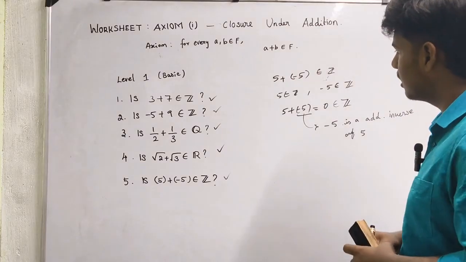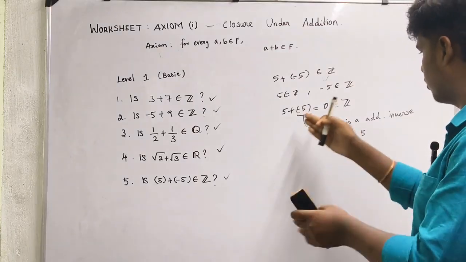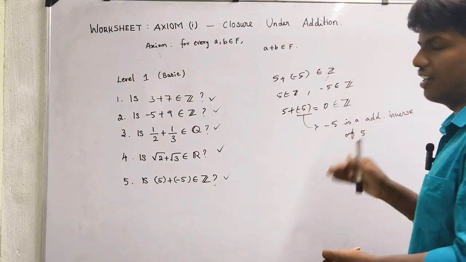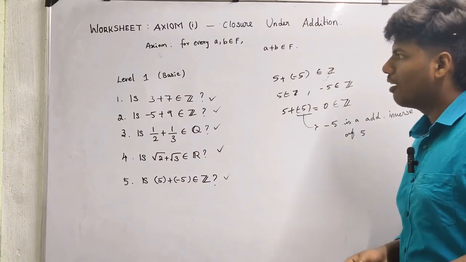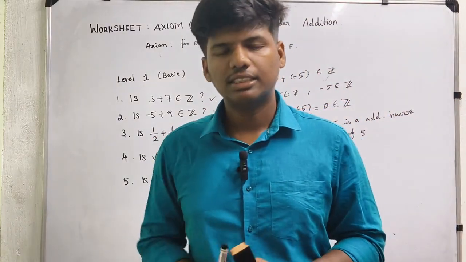But the question was giving 5 plus minus 5, so that's why I explained this is an additive inverse of this. So our first level is over with this.